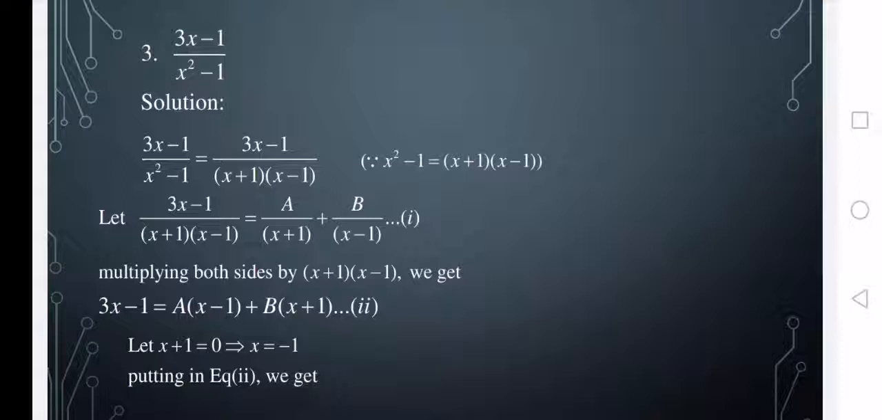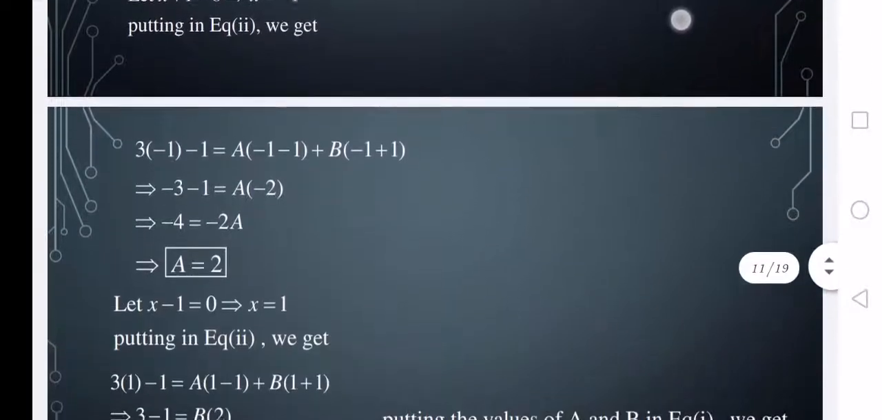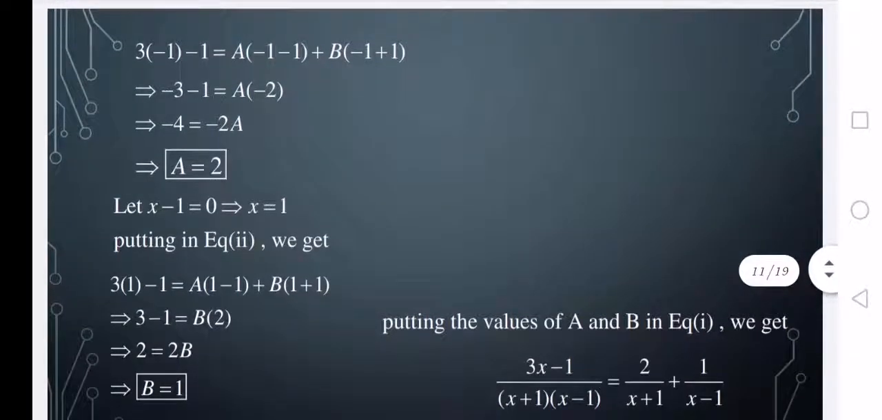Putting in equation number 2, we just get 3 into -1 is equal to A into (-1 - 1) plus B into (-1 + 1). This will give us A is equal to 2. Similarly, we will take the other factor, that is x - 1 is equal to 0. This will give us x is equal to 1. Again putting x is equal to 1 in equation number 2, we just get 3 into 1 - 1 is equal to A into (1 - 1) plus B into (1 + 1), which will give us B is equal to 1.